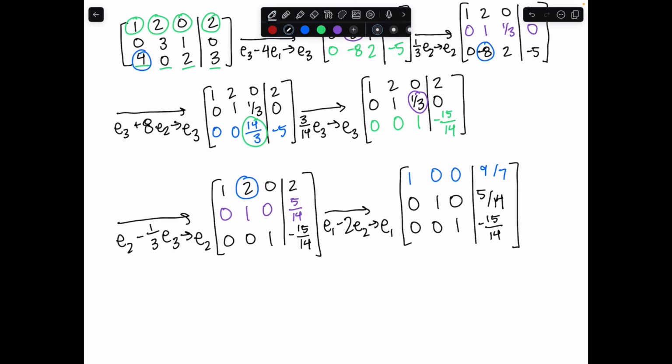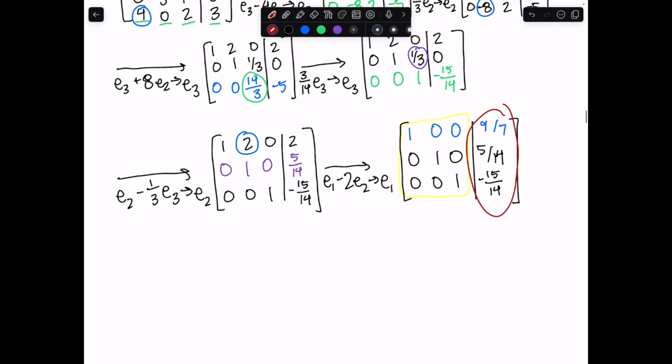And now you can see that this matrix is in reduced row echelon form, which means that this is our x.